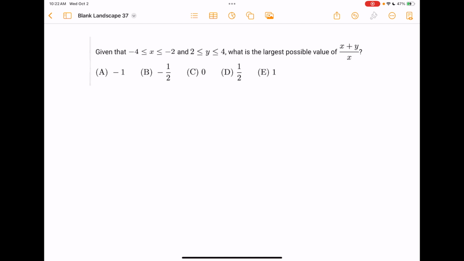The problem states, given that negative 4 is less than or equal to x, which is less than or equal to negative 2, and 2 is less than or equal to y less than or equal to 4, what is the largest possible value of (x + y) over x?